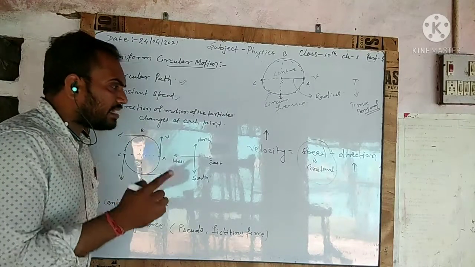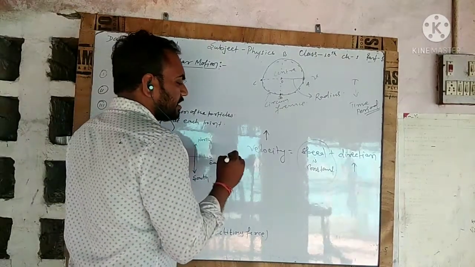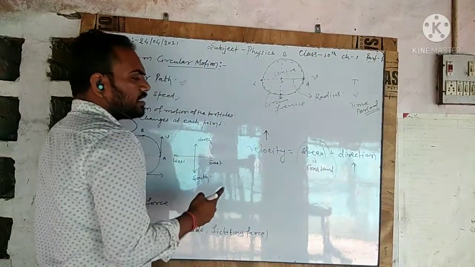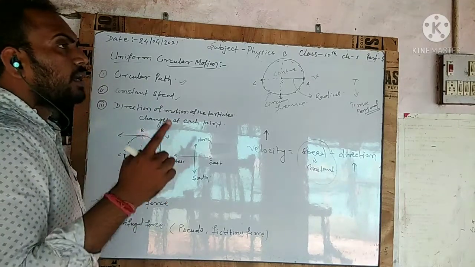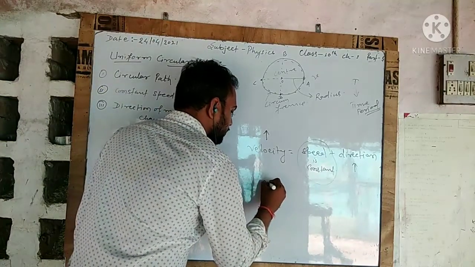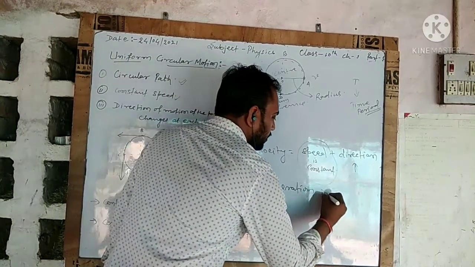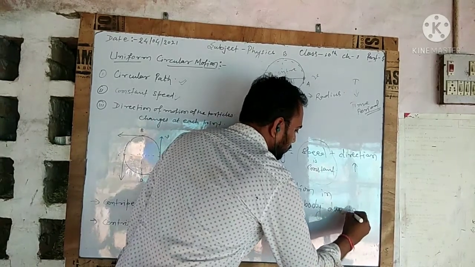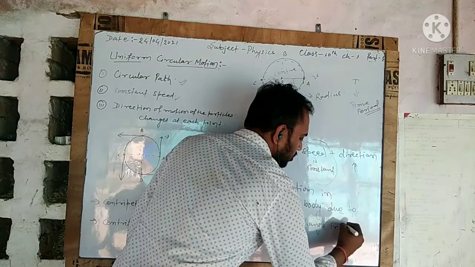If velocity is changing, it means there is definitely an acceleration in the body. Though the speed is constant, because of the change of direction, the velocity of the circular body will change. And if the velocity changes, there will definitely be acceleration in the body due to the change in the direction of the body.